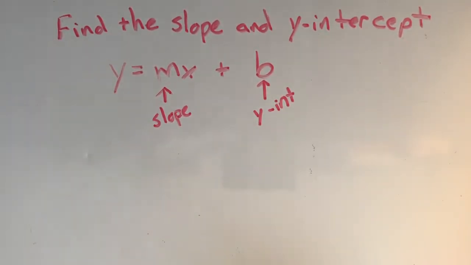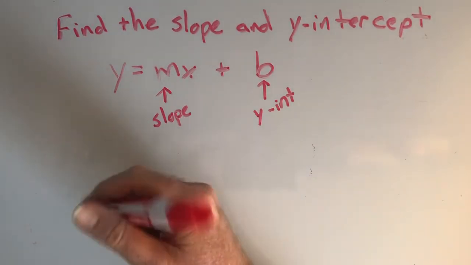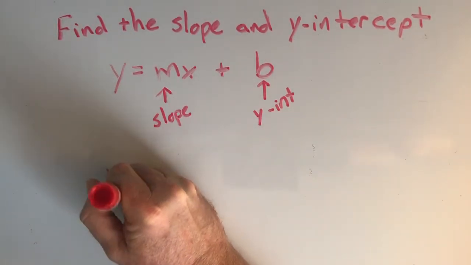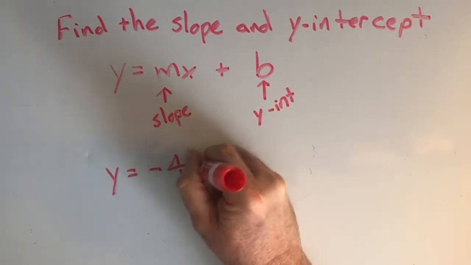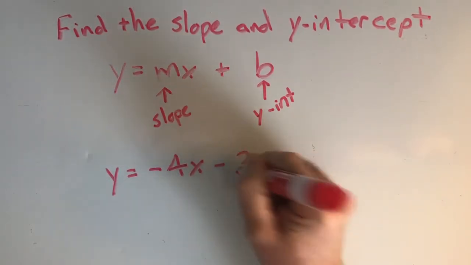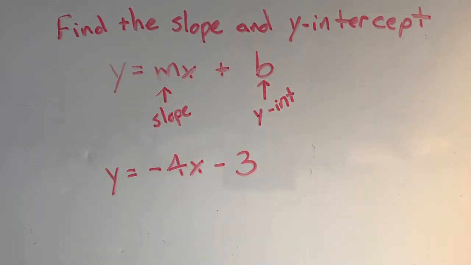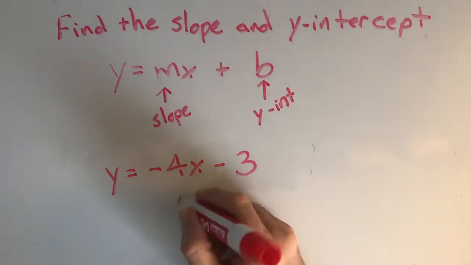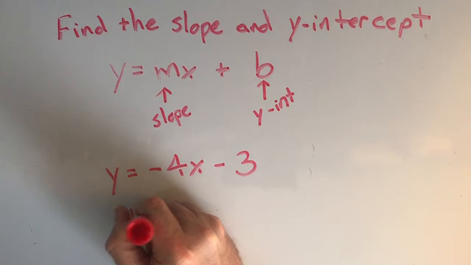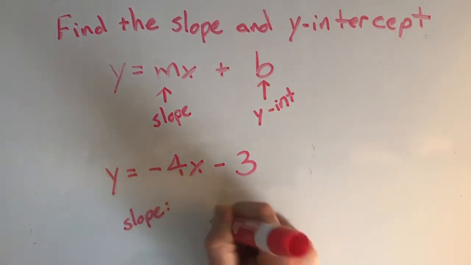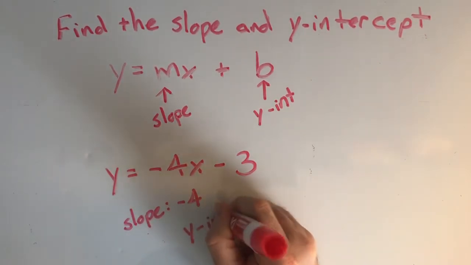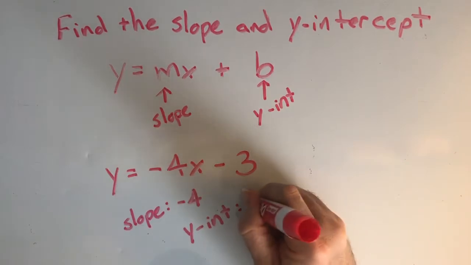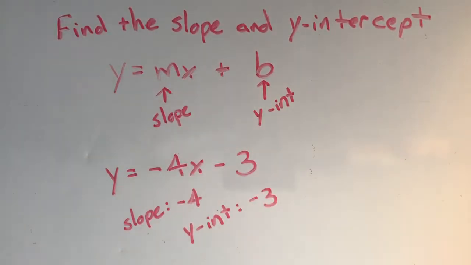All right, let's do another one. Let's say I have y equals negative 4x minus 3. Well, the slope is whatever is multiplied by x. So slope is negative 4, and the y-intercept is negative 3. All right.